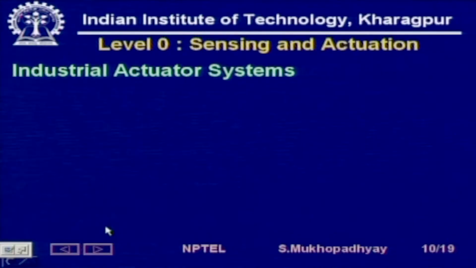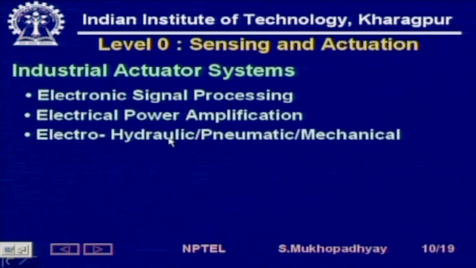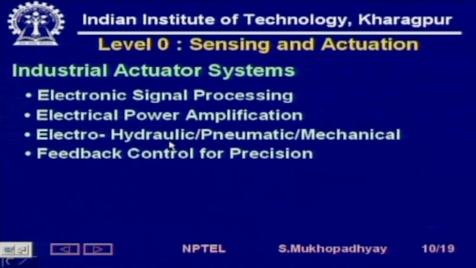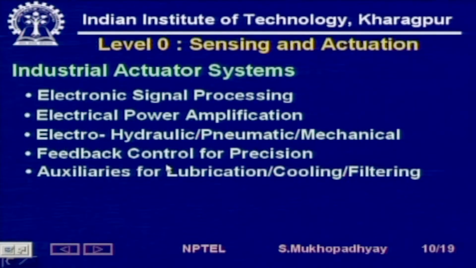Just like we did for an industrial sensor, let us see what we are going to do for the actuators. So the industrial actuator systems, you will again find electronic signal processing, you will find power amplification, as we have said, you will find electro-hydraulic, pneumatic or mechanical elements, you will find feedback control for precision, so that the exact value will be reached. You will find lots of auxiliaries because these devices have to be operated, they are generally power devices. So they need additional auxiliary systems for lubrication, cooling, filtering, etc.